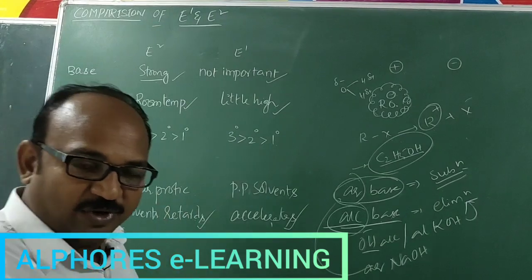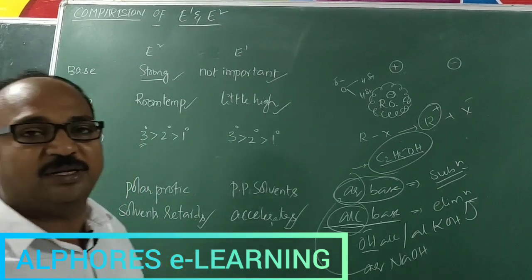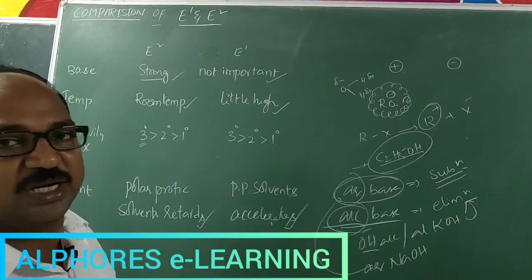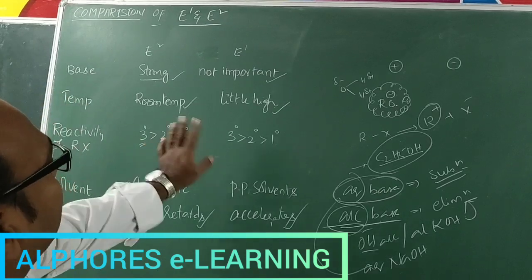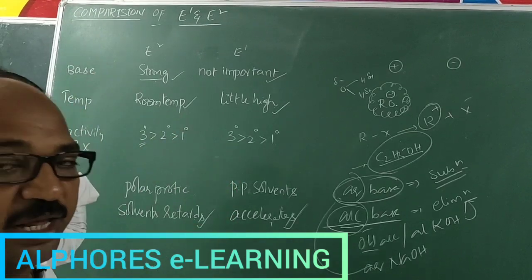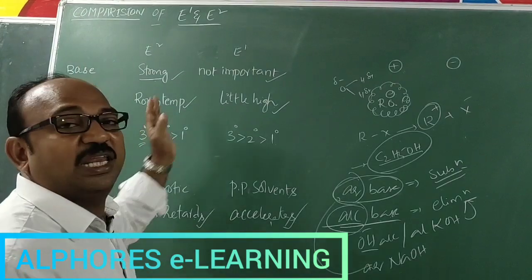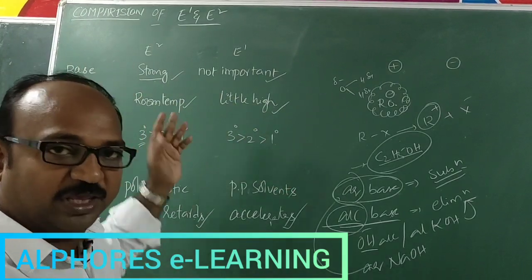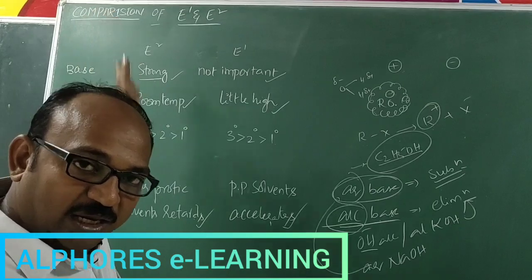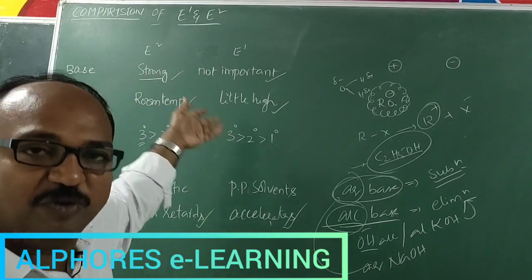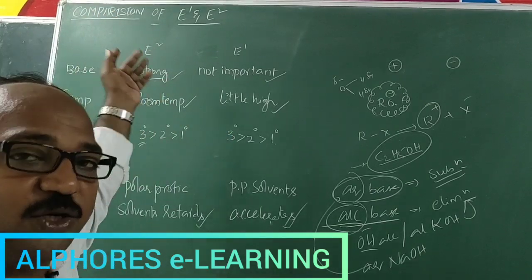And SN1 factors and SN2 factors are different. E1 and E2 factors are different. So here, whether E2 elimination or E1 elimination, only one thing is possible. Wherever E1 is there, there SN1 is possible. Wherever E2 is there, there SN2 is possible.